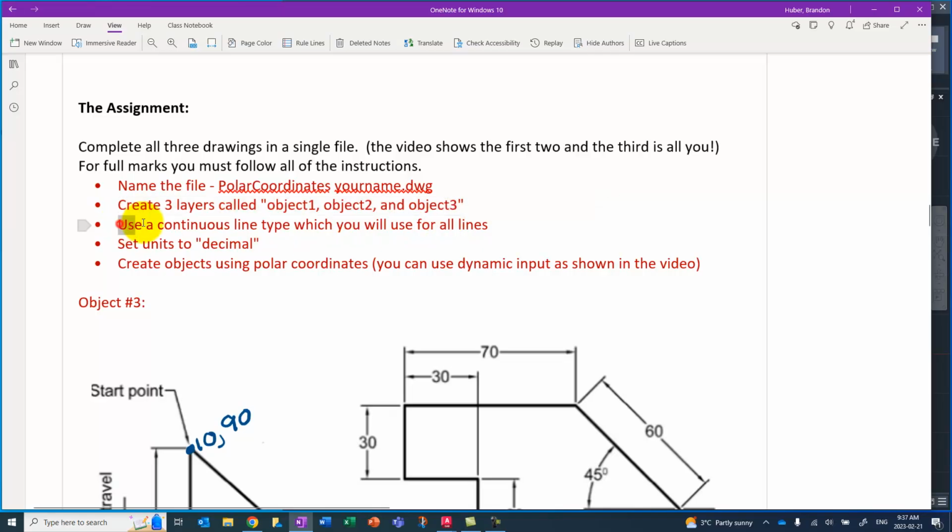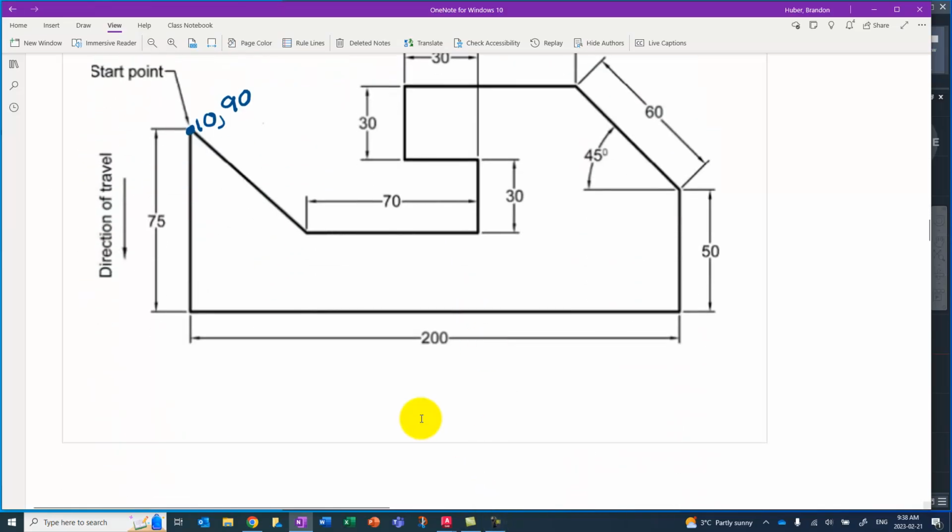You can use the continuous line type, but please use a different color for all lines. Don't know how that got erased. And have your units set to decimal. Okay, you can use the dynamic input if you would like, but do be careful. I prefer to just type the points, but do whatever works for you. Okay, that's the end of the video. Give it a try.